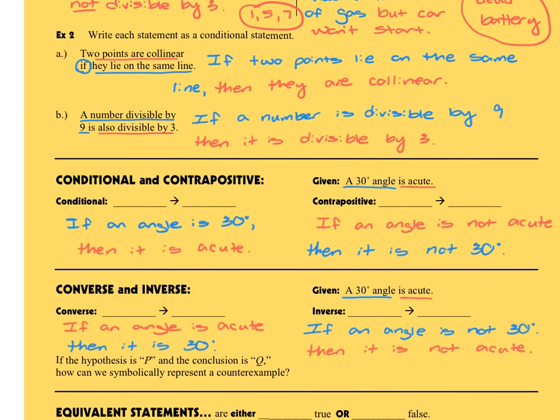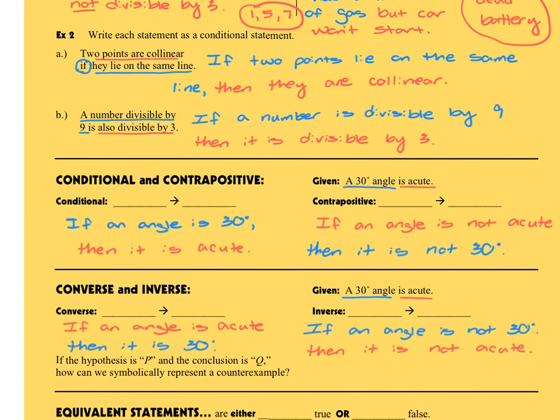Next, we are going to write some statements in if-then form. So I'm going to give you a sentence, and you're going to turn it into the conditional, the if-then. Now, in general, we can start at the beginning of the sentence and find the verb, and that'll help us find the hypothesis.